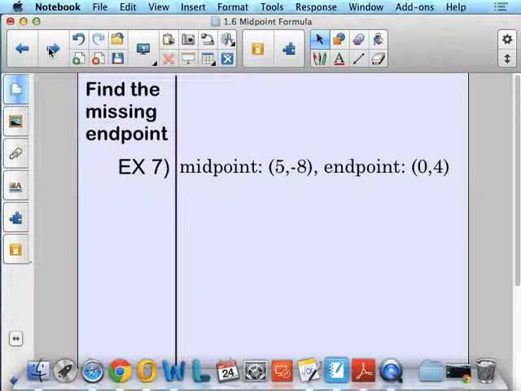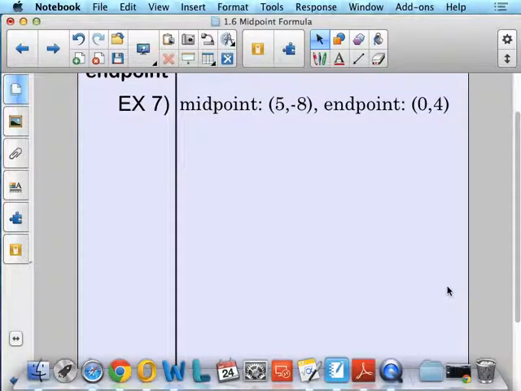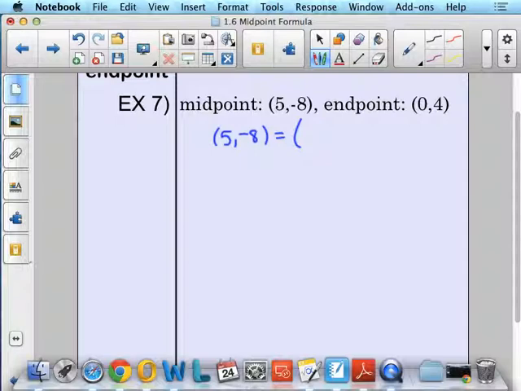Okay, we have 2 more examples. So last 2. We're still finding the missing endpoint. Okay, so midpoint of 5, negative 8, endpoint of 0, 4. Setting it up the same way, my midpoint is equal to my endpoints. So the x value for the endpoint they give me is 0. We're looking for the other x value. We divide it by 2. And then the y value is 4, and then plus y divided by 2.